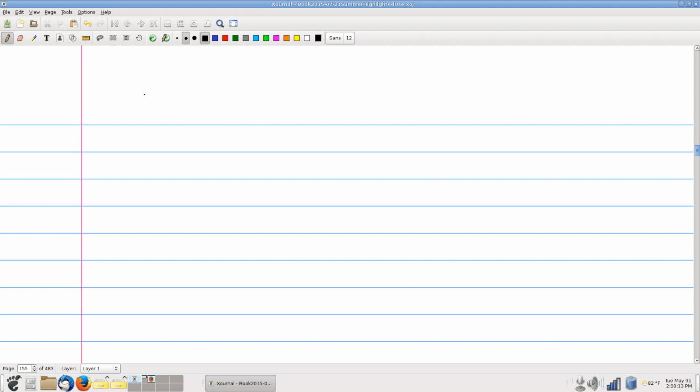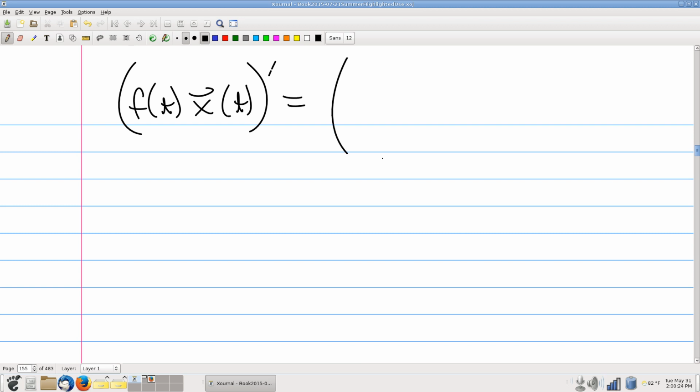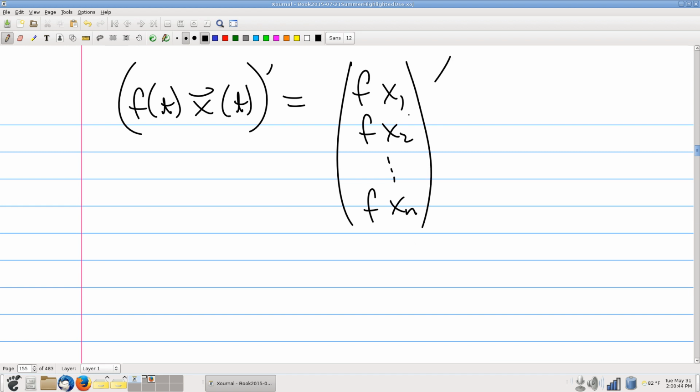(f(t) x(t))' Okay, so first of all, let's multiply f times x, and let me acknowledge that this is going to be a bunch of components. And so in particular, I get f times x1, f times x2, etc., f times xn. All I've done here is component-wise multiply the function f times all the components of x. Is that cool? Yeah.